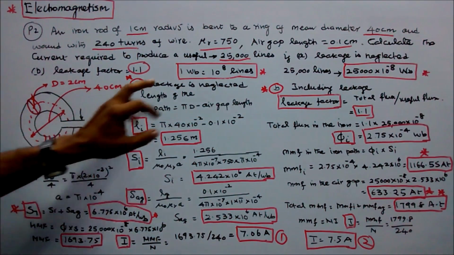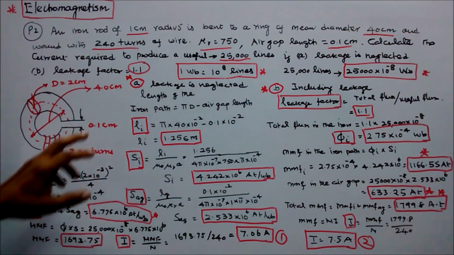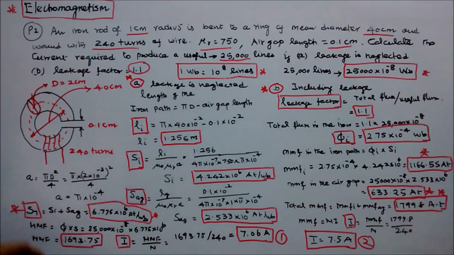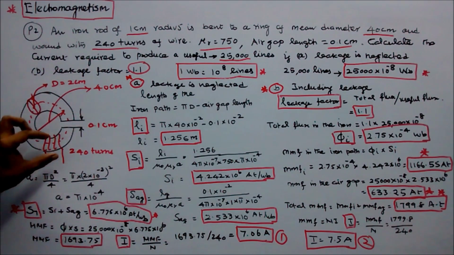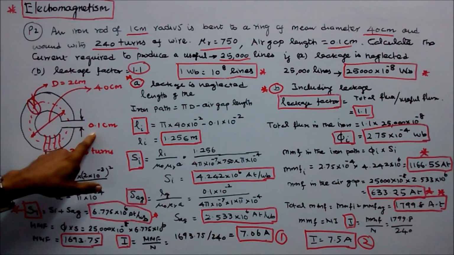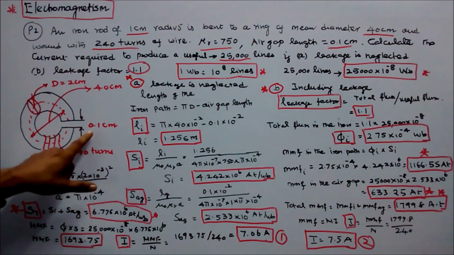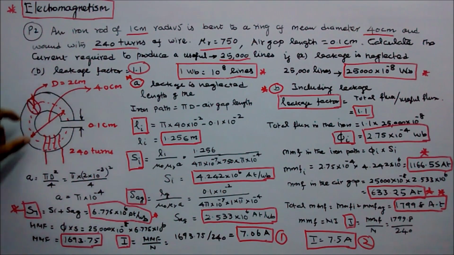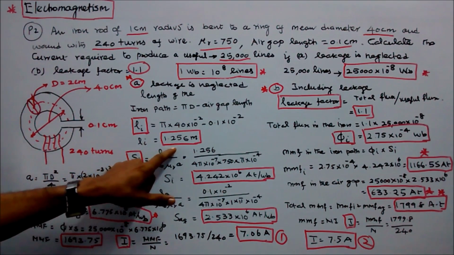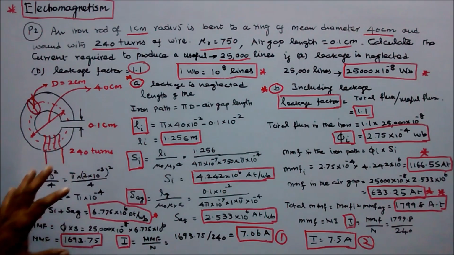Case 1. Leakage is neglected. Length of the iron part is equal to pi into D minus air gap length. Here D is given as 40 cm. Air gap length is 0.1 cm. Therefore, length of the iron part is equal to 1.256 meters.